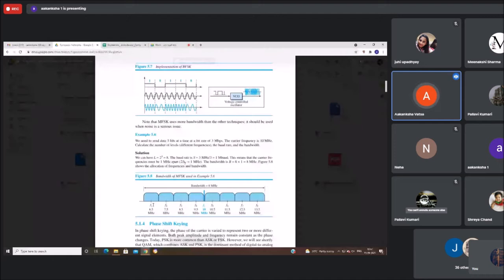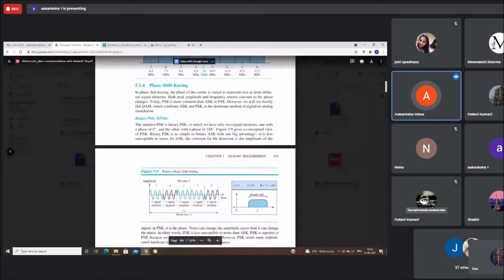Phase shift is basically when currently my analog signal or my sine wave is going from, suppose, low to high or positive to negative, and then in the next cycle it has to go negative to positive, and suddenly we just change the phase.